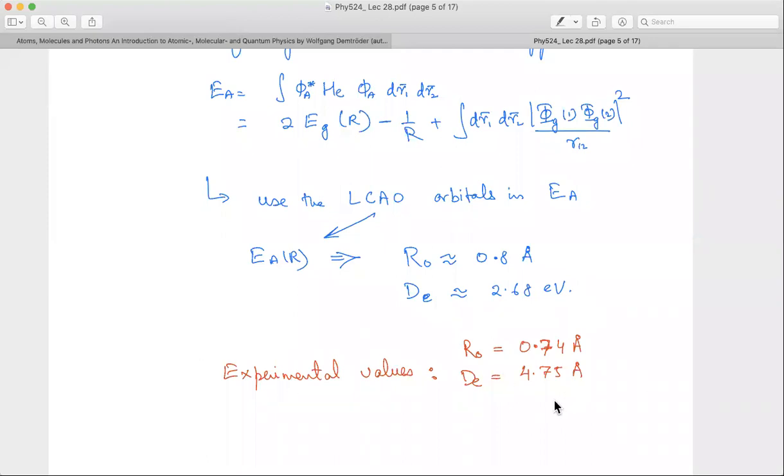Whereas the experimental values are, so R0 instead of 0.8 is actually 0.74, and dissociation energy instead of 2.68 is actually 4.75 eV. But it is still pretty good because it already gives me the intuitive physical picture of what is happening. I can build all my understanding based on this. And of course, I can do exact calculations using other methods, or even improve this method by using variational tricks and so on and so forth. Okay. So let's pause here for a minute. Questions?